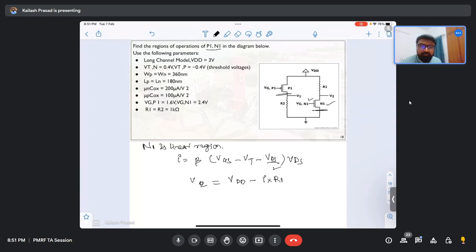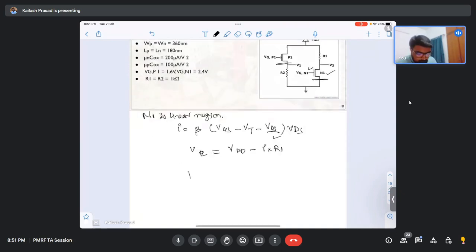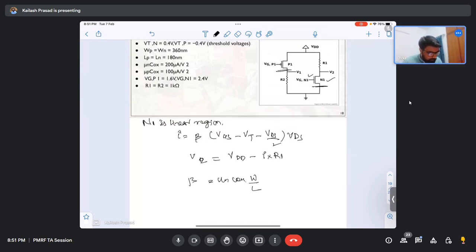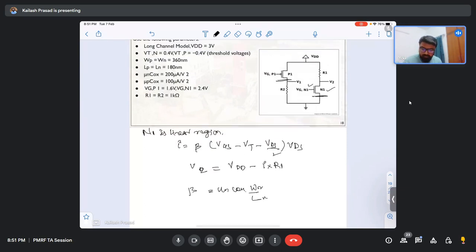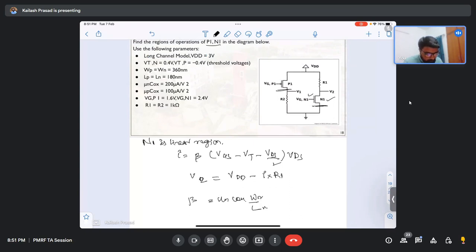So VDD minus I into R1, whatever the voltage drop that has occurred in the R1. So from here I have one equation of V2. Now what I will do, I will find out first beta. Beta is mu n Cox W by L. Everything is n.